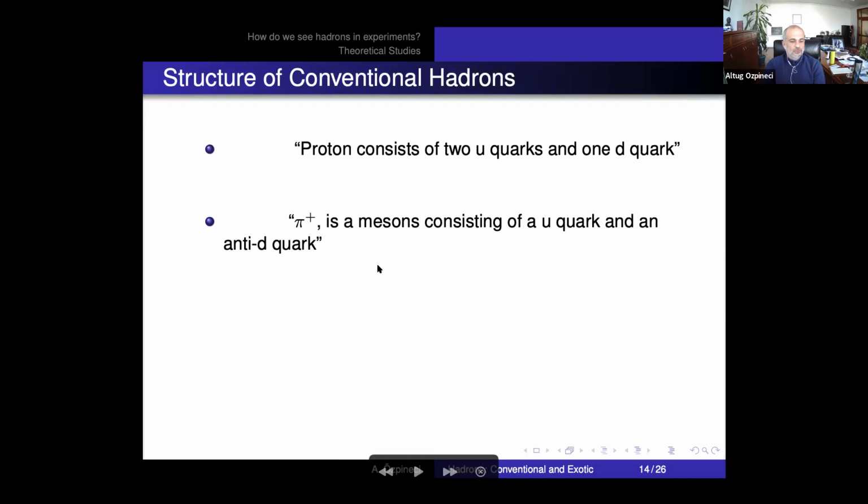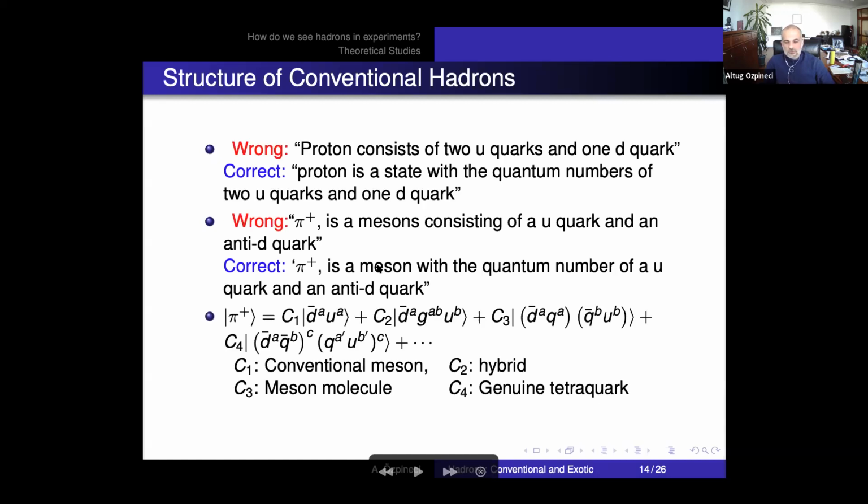Now, before I continue, I would like to clarify one terminology. When we talk about the hadrons, we usually say that, for example, the proton is a baryon made up of two up quarks and one d quark. Or when we talk about the mesons, pi plus, we say it's a meson consisting of an up quark and an anti-d quark.